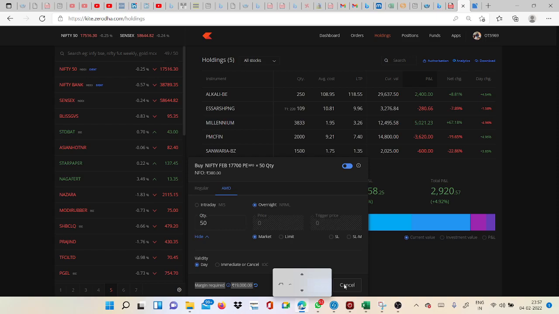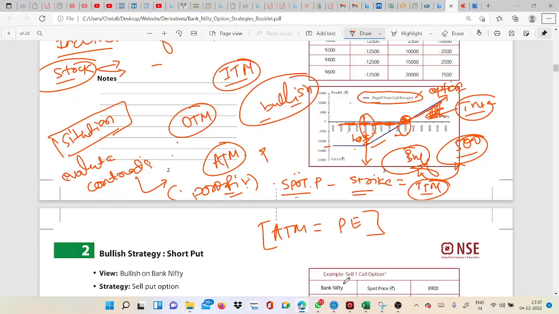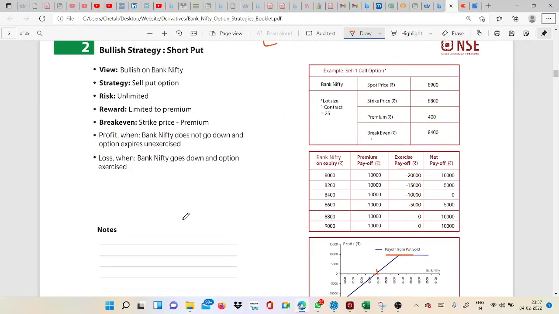And one more little difference that you can see between futures and options. Options are of two types: one is put, which we'll discuss here, and another one is call, which we have already discussed.